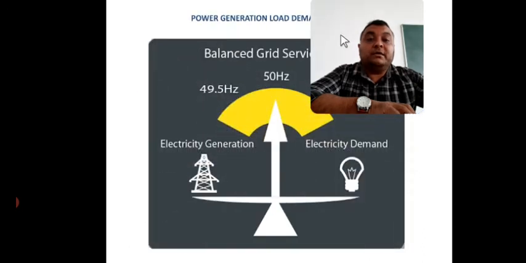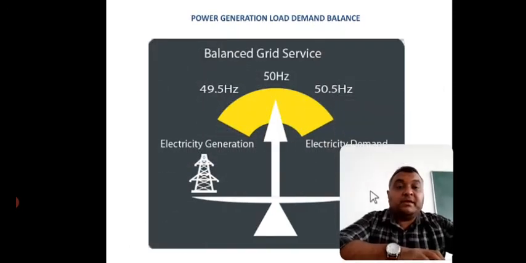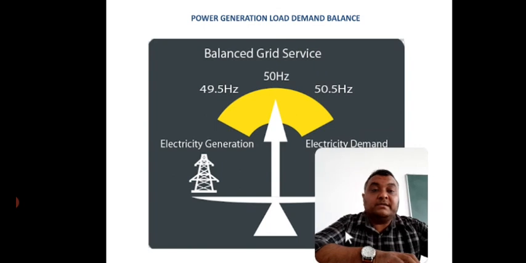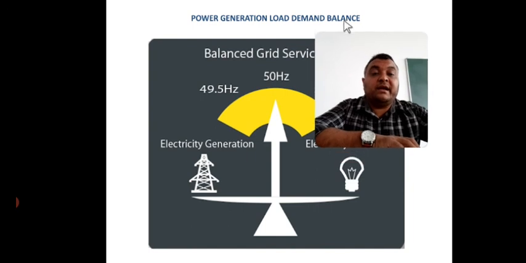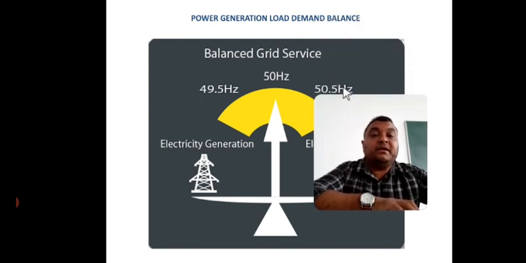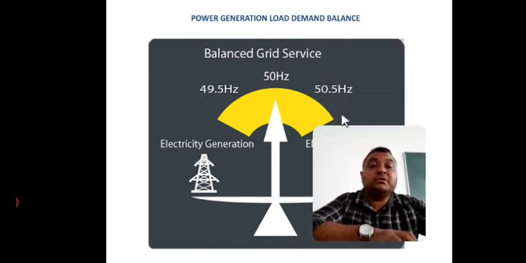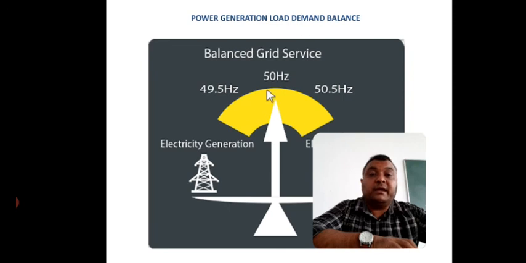Here you can see a diagram. For balanced grid services, changes of no more than 5% are desirable. This side is the electrical generation, and this side is the electricity demand. So our frequency should remain constant at 50 hertz to balance the grid services.